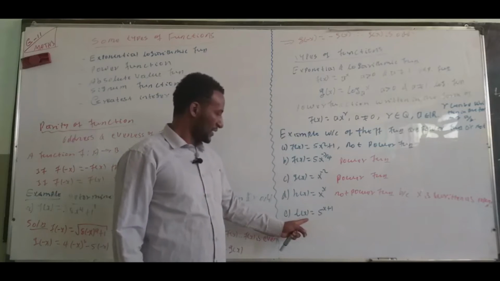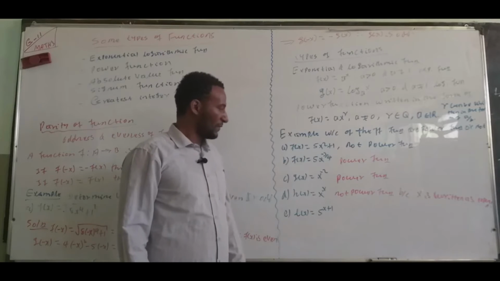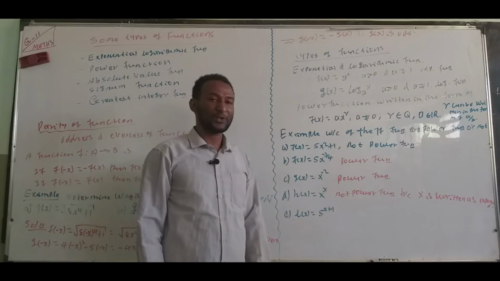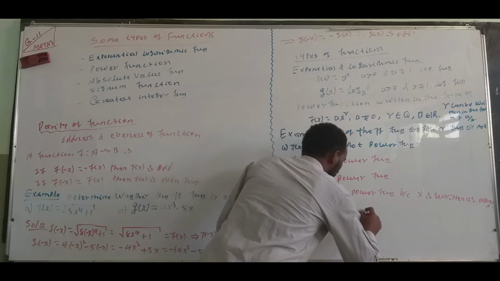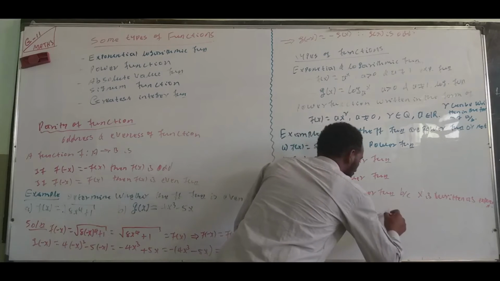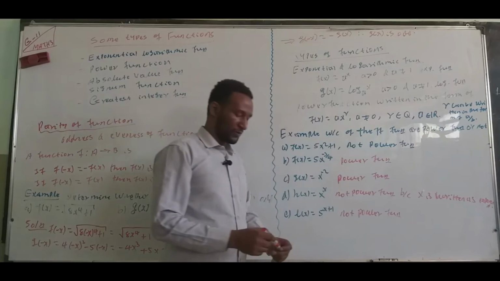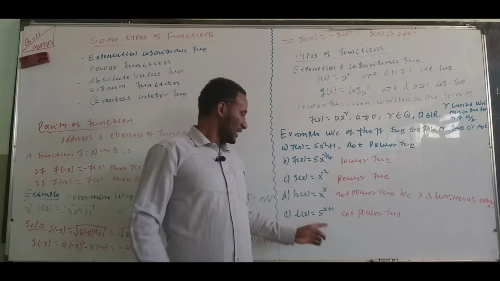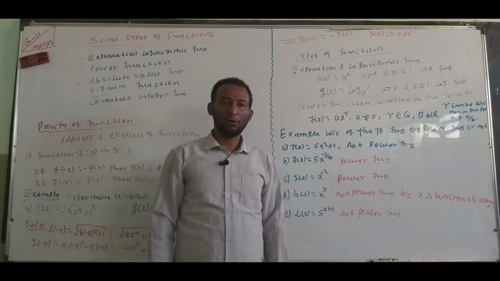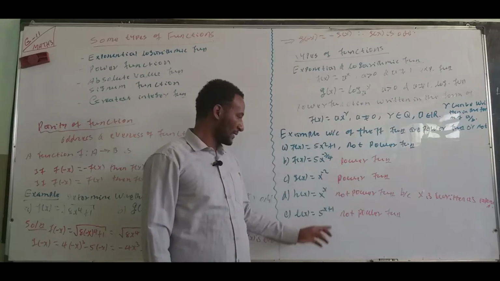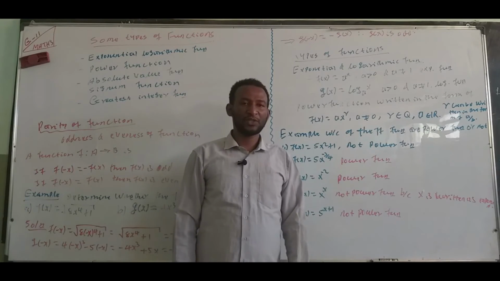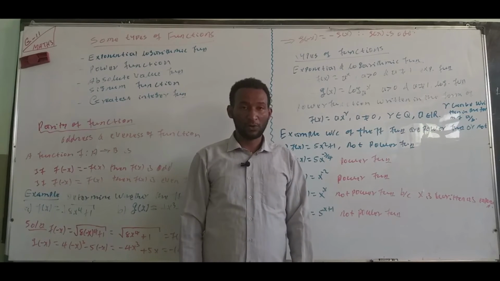L of x is equal to 5 to the power of x plus 1 is also not a power function, because it is not written in the general form of a power function, ax to the power of r. Therefore, this cannot be a power function.